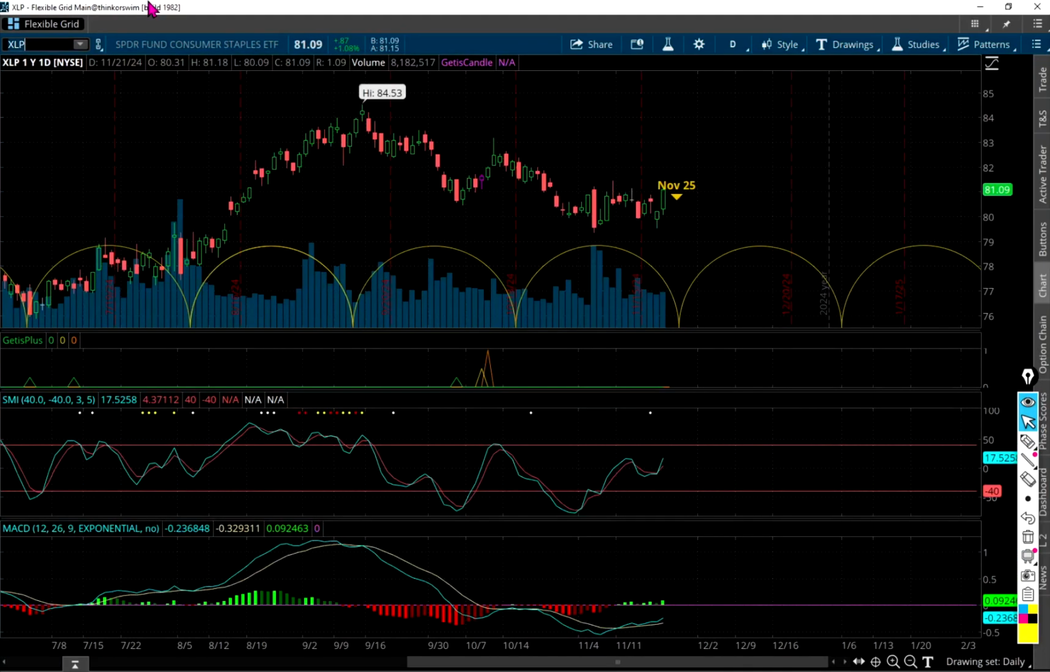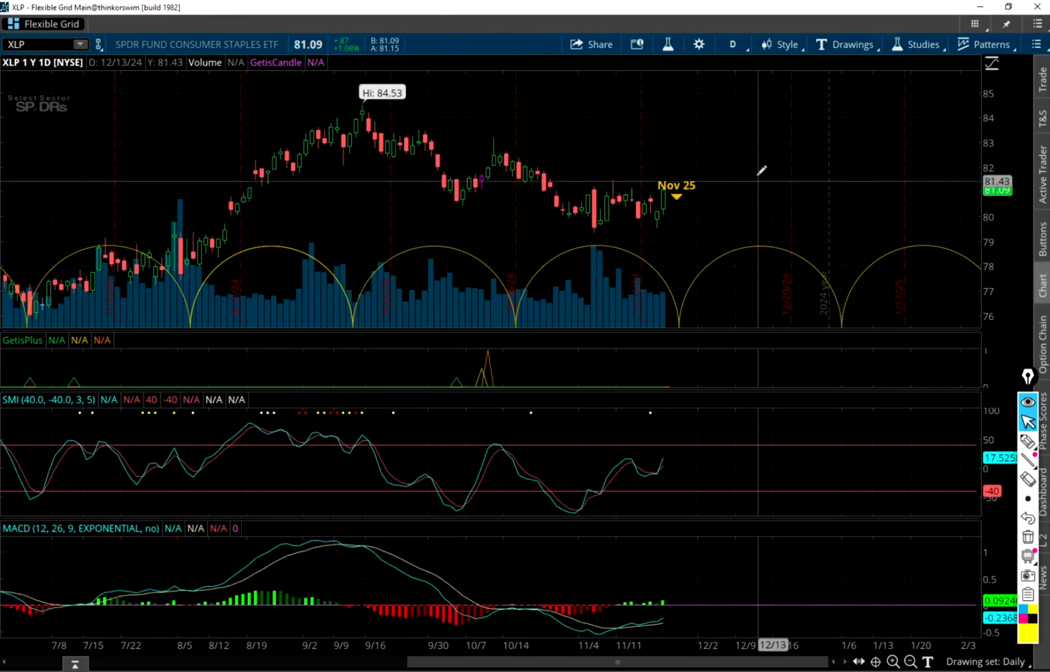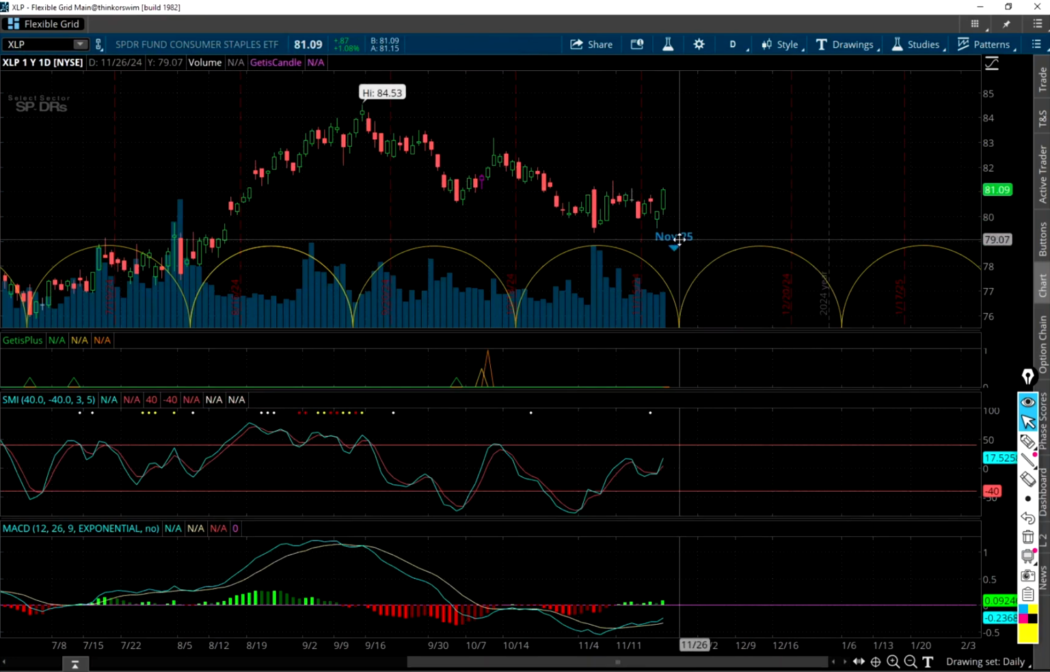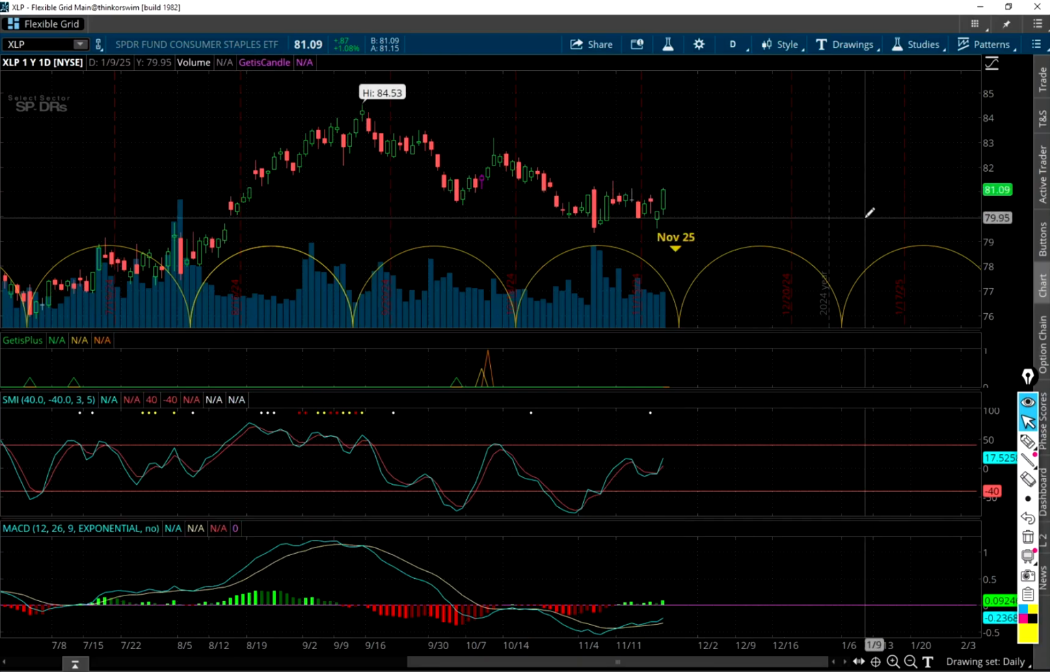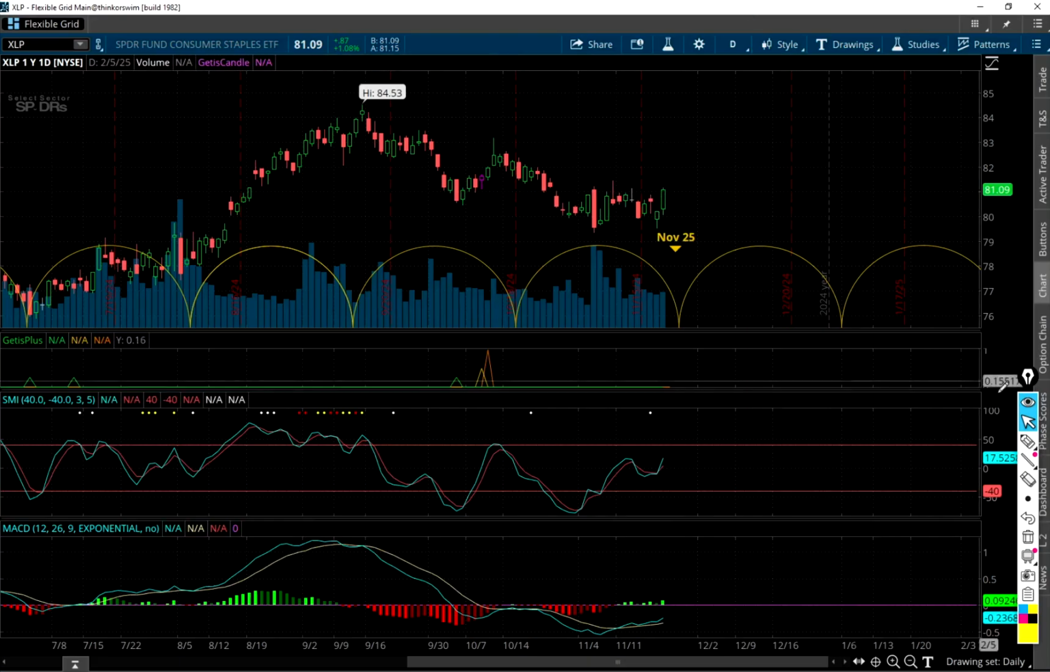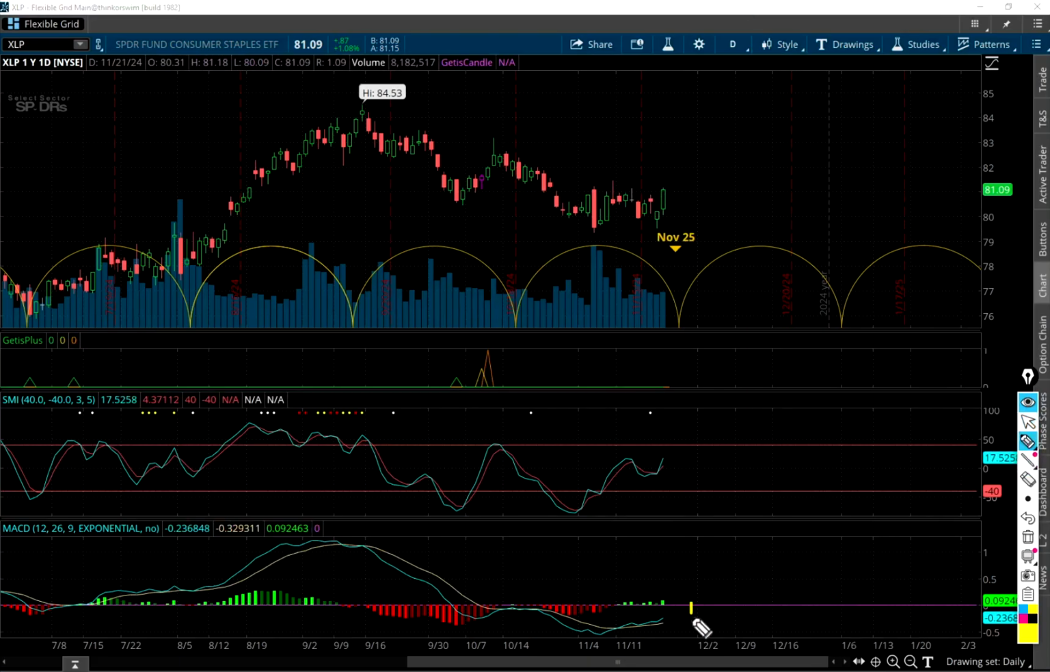Okay, last of the symbols, XLP. The Spider Fund Consumer Staples ETF. What is it doing? Trying to make a good solid bounce. November 25th is not too far away, 4 days away. I'm a little bit skeptical I'll trade this long. It's trying to get some legs underneath it. It's still negative territory momentum.